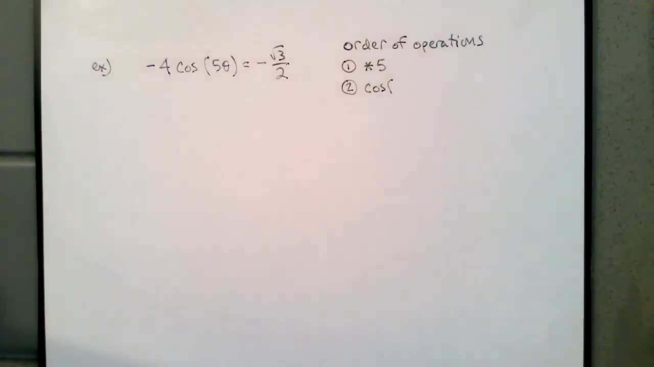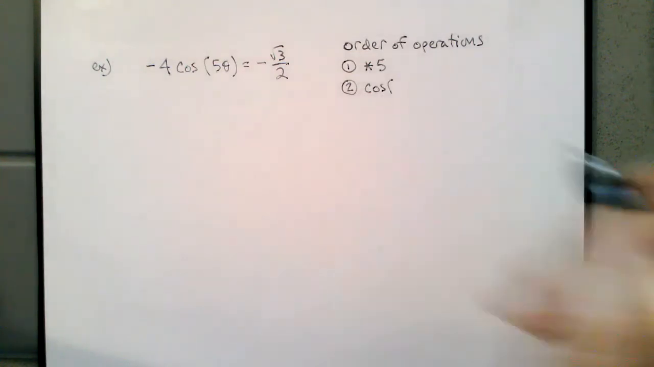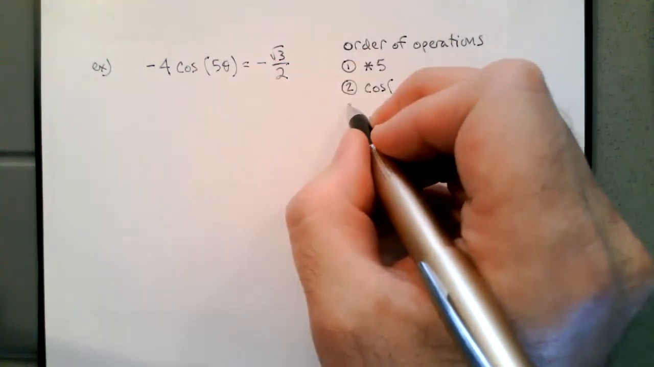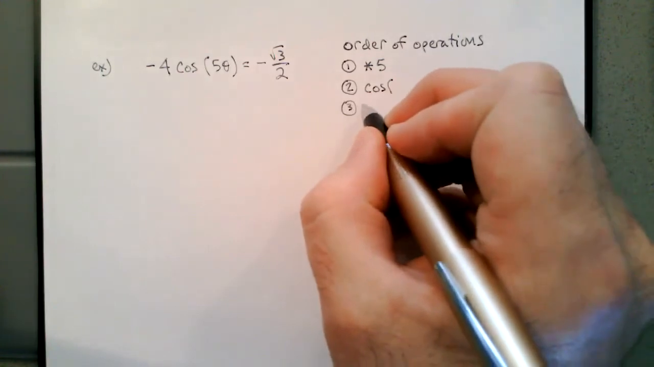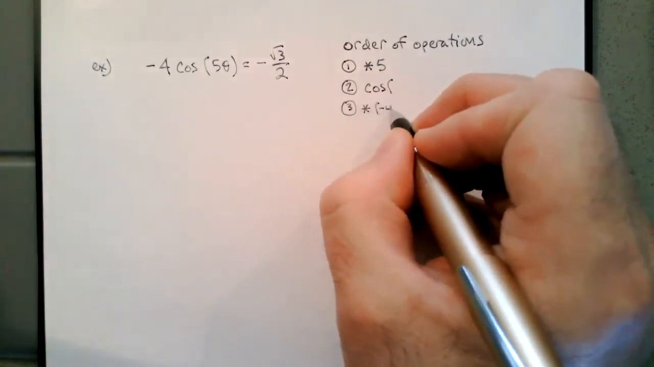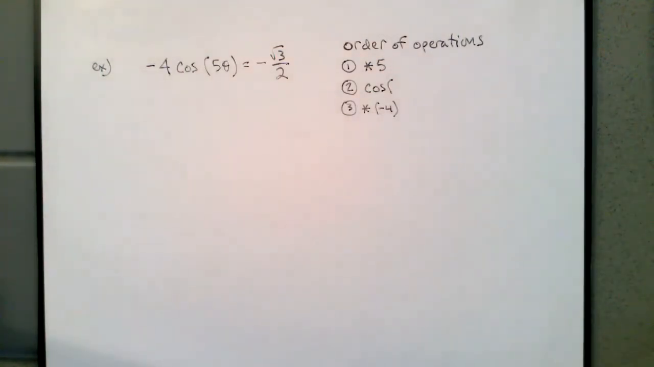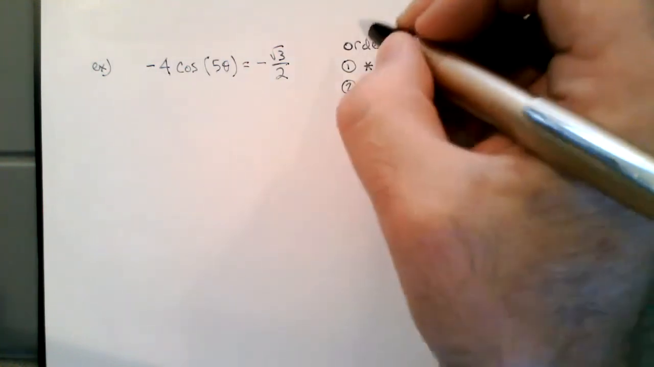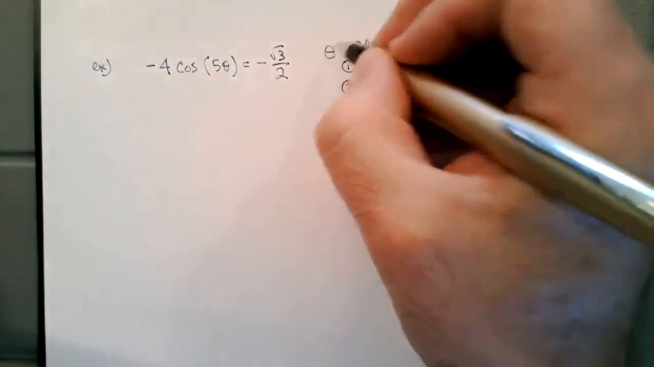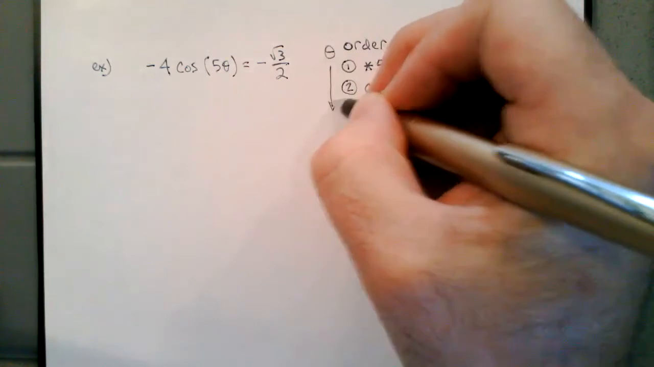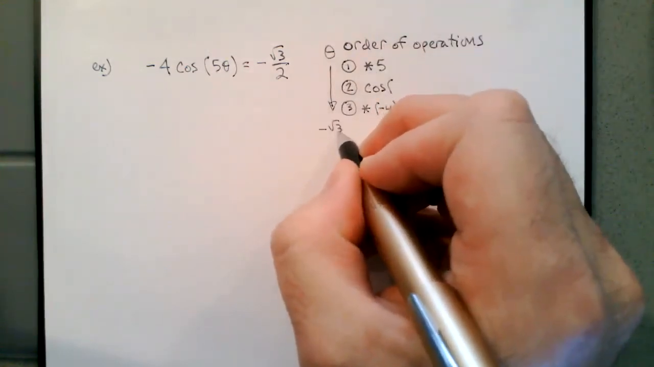of 5 theta. And then the third thing that would happen if we're plugging stuff in is we multiplied by a negative 4. So this is the order of operations that took theta and turned it into negative root 3 over 2. This is what we did to turn theta into a negative root 3 over 2.